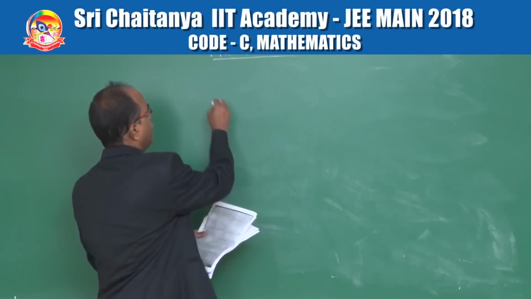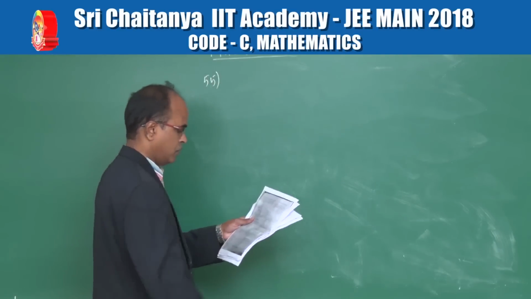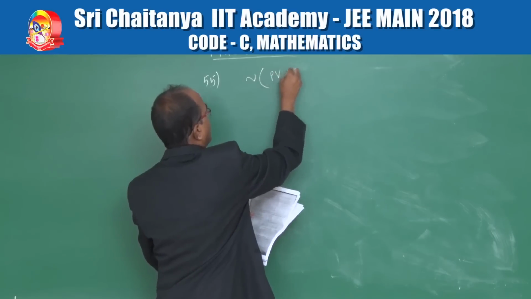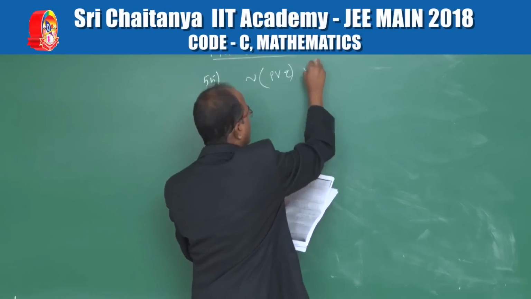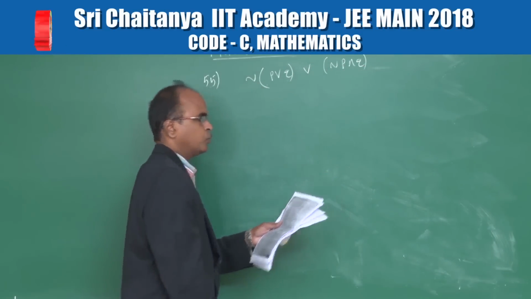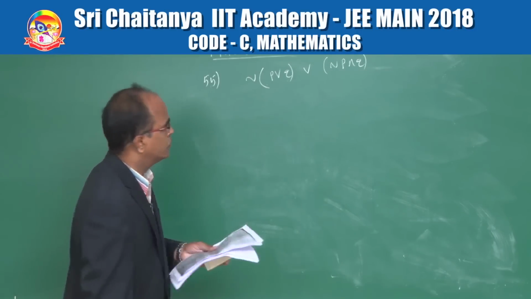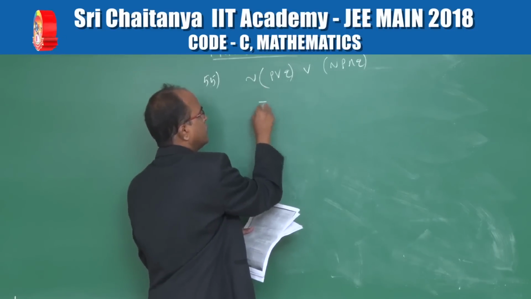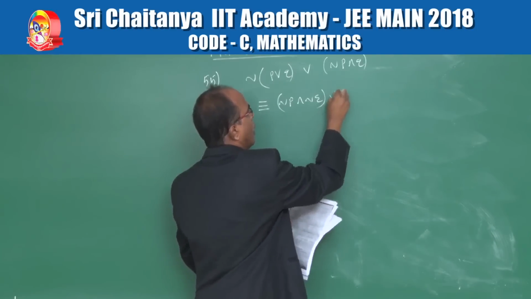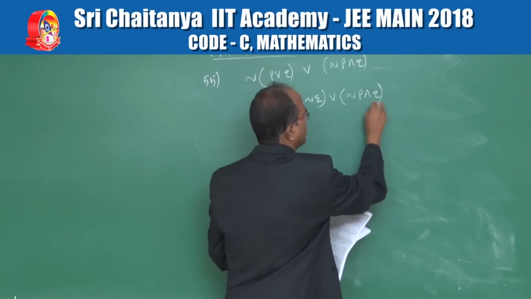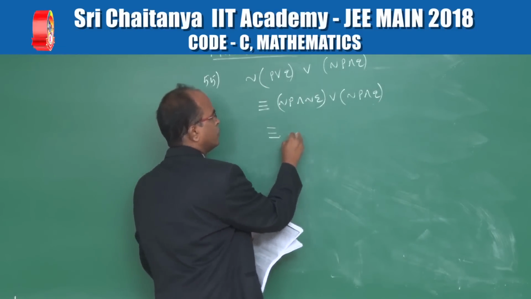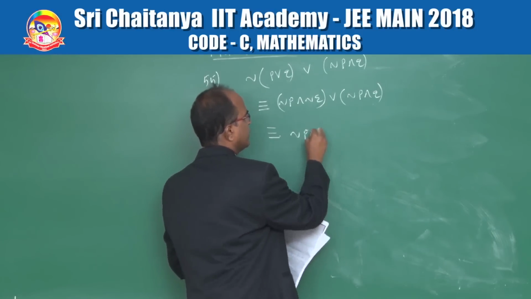We now discuss question 55. We are asked to simplify the Boolean expression not of (P or Q) or (not P and Q). What is it equivalent to? For that we can use first De Morgan's law. This is identically the same as (not P and not Q) or (not P and Q), and we can now use distributive laws again. So this will be equivalent to not P and (Q or not Q).